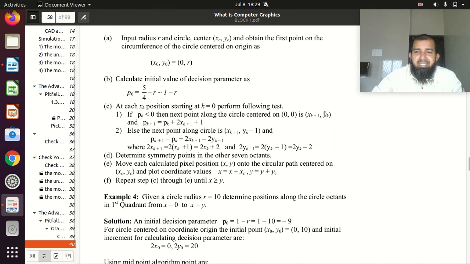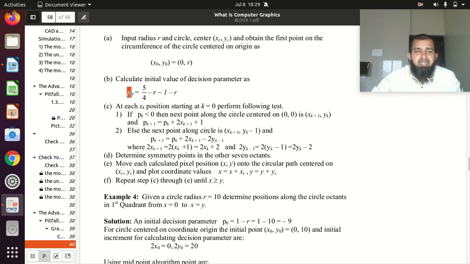Okay, so yk remains the same. The sk value gets incremented by 1. The s value, if it is 0, becomes 1. Then if it is 10, it remains 10 only.